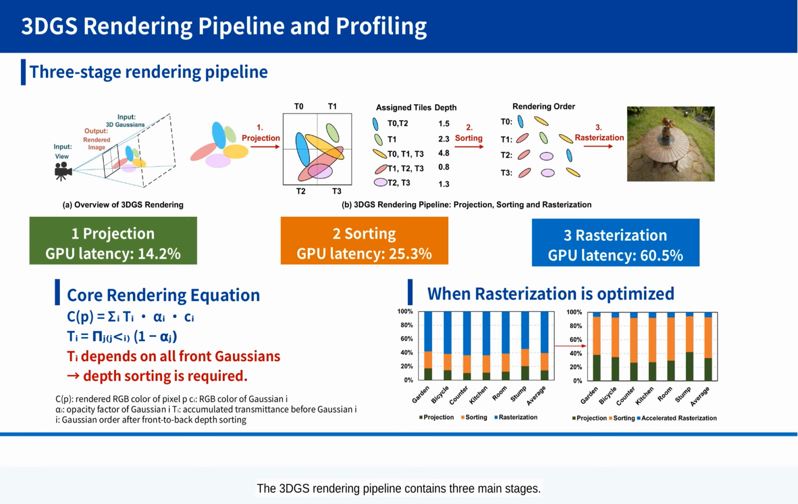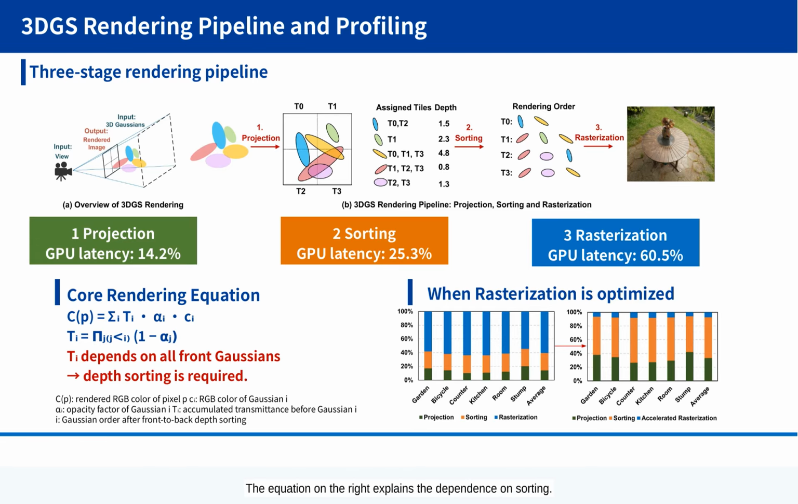The 3DGS rendering pipeline contains three main stages. Projection maps each 3D Gaussian into screen space and computes its depth. In our profiling, it accounts for 14.2% of GPU latency. Sorting orders the Gaussians inside each tile by depth. It is required by front-to-back alpha blending and accounts for 25.3% of latency. Rasterization computes each Gaussian's opacity contribution to each pixel and accumulates the final color. It dominates the pipeline, taking 60.5% of latency.